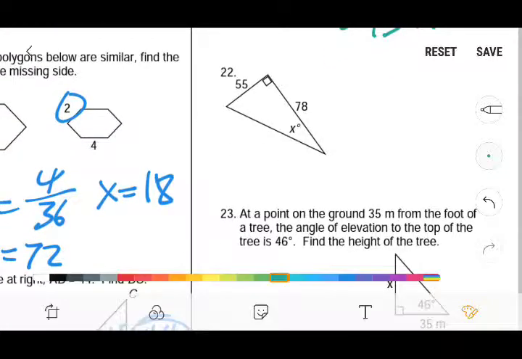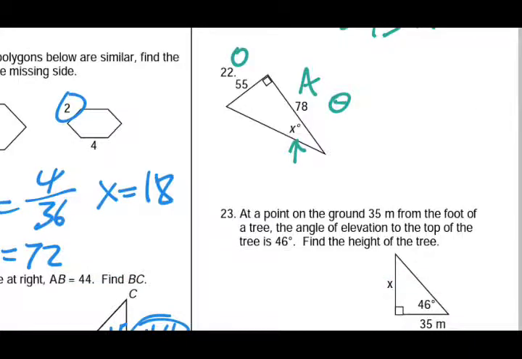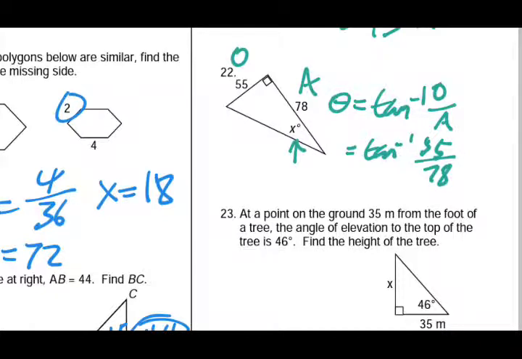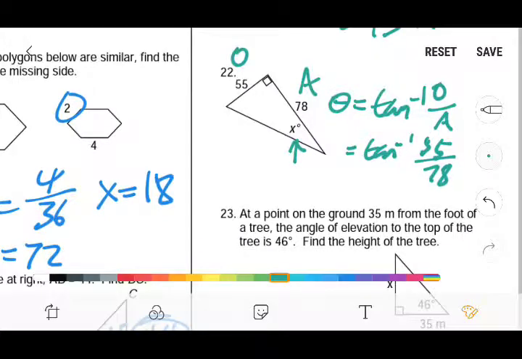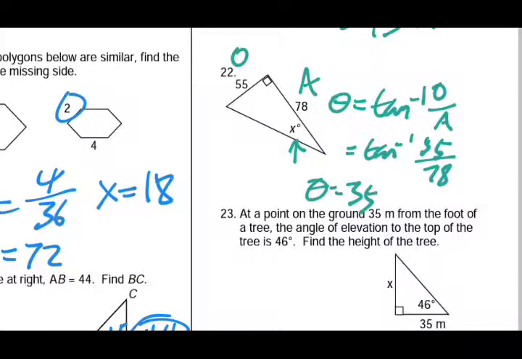Here you have the adjacent and the opposite, and now you're looking for the angle. So you're using those green ones. O and A is tangent, so theta equals the tangent inverse of O over A. So that's the tangent inverse of opposite is 55 over 78. So tangent inverse of 55 over 78 is 35 degrees. So theta equals 35.19 degrees.